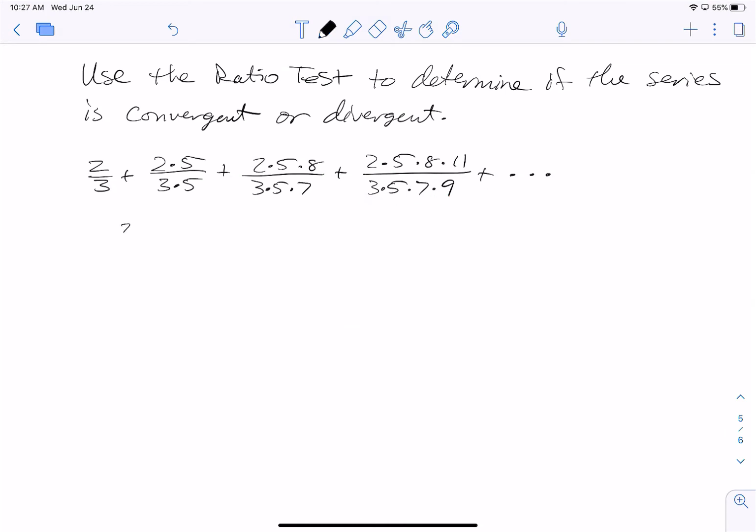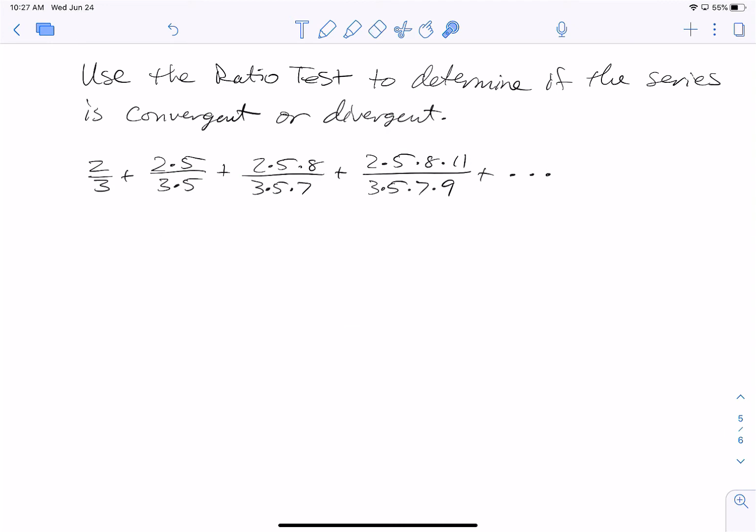This is different from a series like 2/3 plus 5 over 5 plus 8 over 7 plus 11 over 9. Not only do we have to figure out what the next term is going to be, but each term has a numerator with one additional factor and a denominator with one additional factor. So the number of factors is increasing as the terms move along.